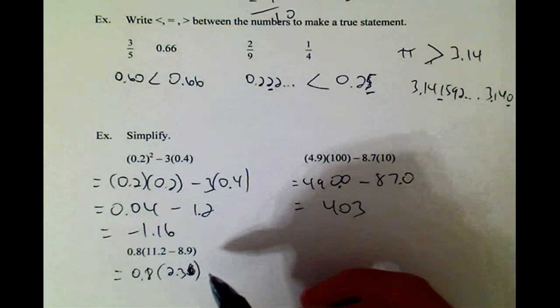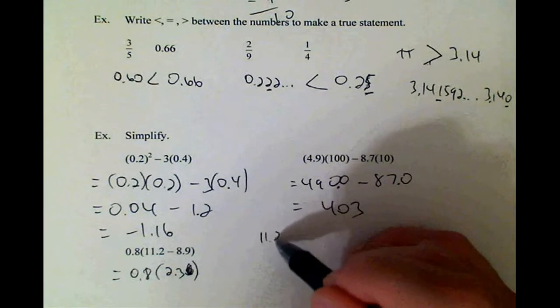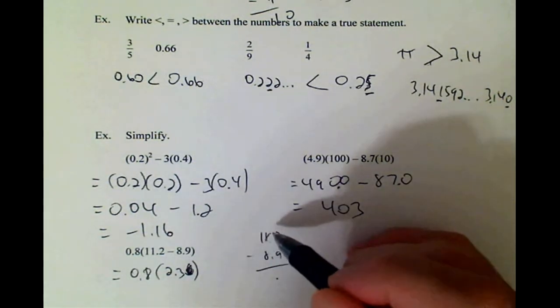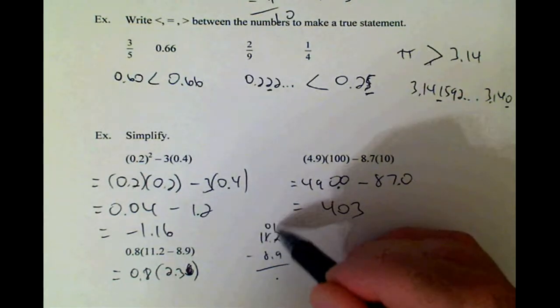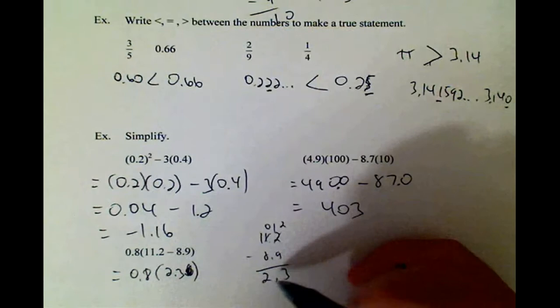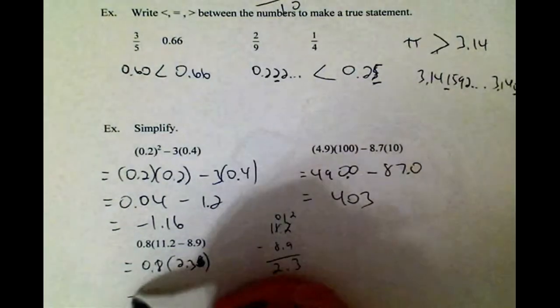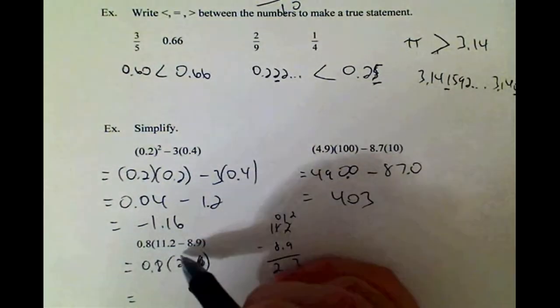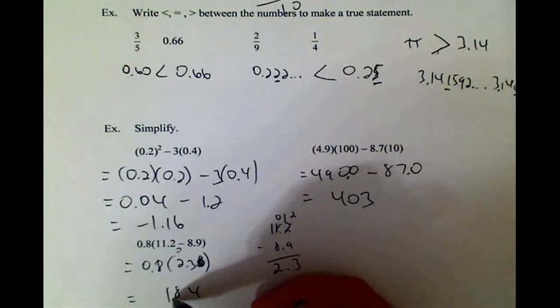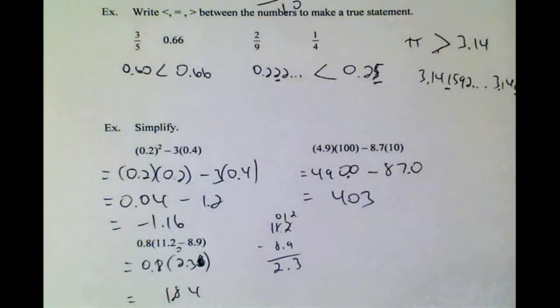Now if you want to, you can always come to the side and do it. Nothing wrong with that. We'll borrow from that 1, make that a 0, make that 2 into 12. We get 3 when we subtract, and 10 minus 8 is 2. Now we multiply. 8 times 3 is 24, carry the 2. 8 times 2 is 16, plus 2 more is 18. We have 2 numbers after the decimal, so we need 2. So there's where the decimal goes. And that's just a few questions about order of operations.